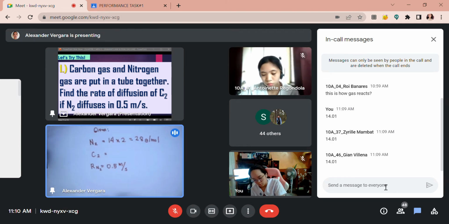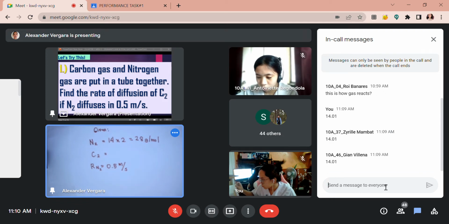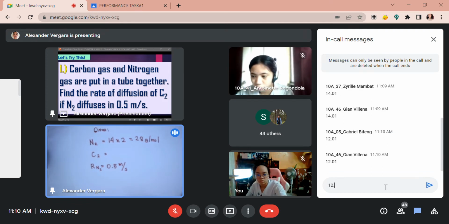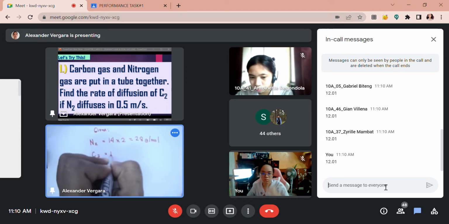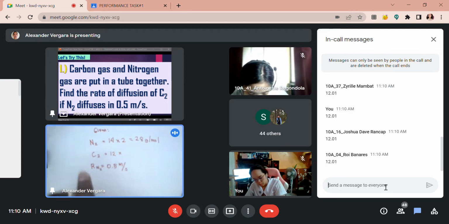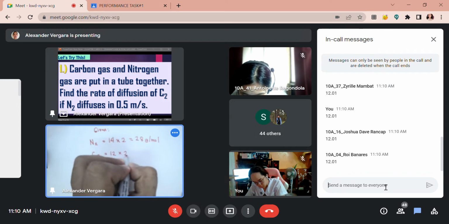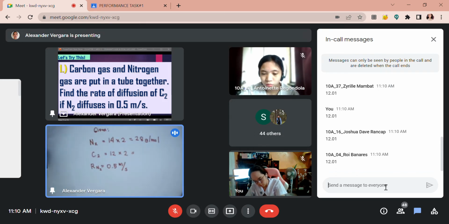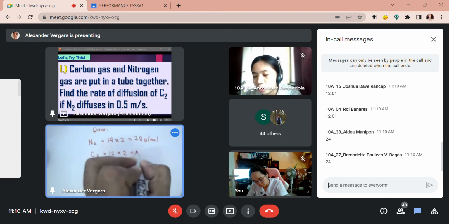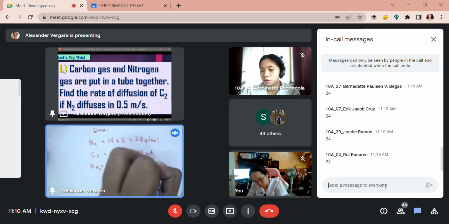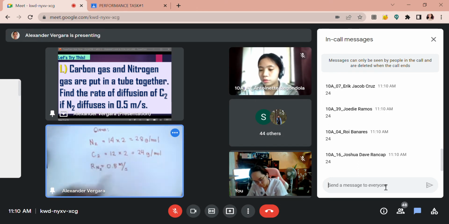What about this one? Carbon. What is the atomic mass of carbon? The atomic mass of carbon is 12.01. So let's use 12 times how many atoms? We have 2 also. Then that is equivalent to how many? 12 times 2 is 24 grams per mole. Now, we are already complete.